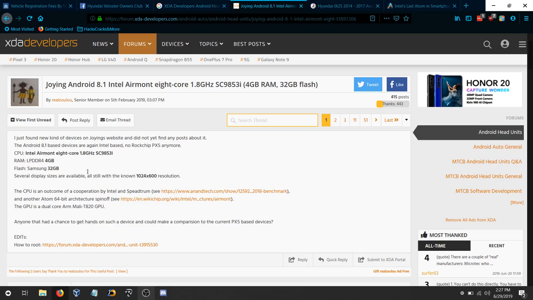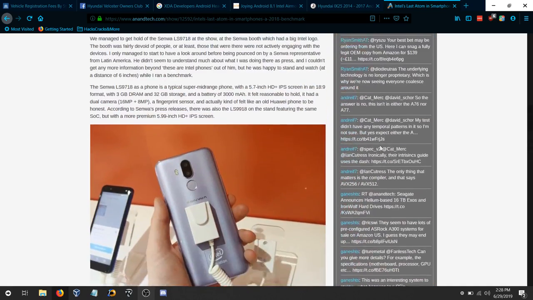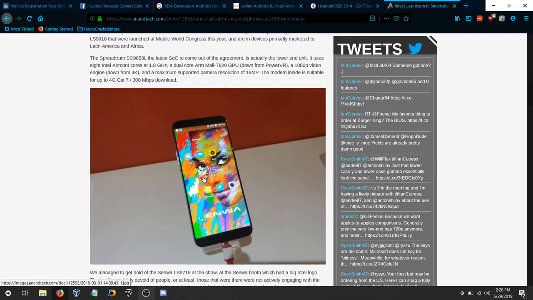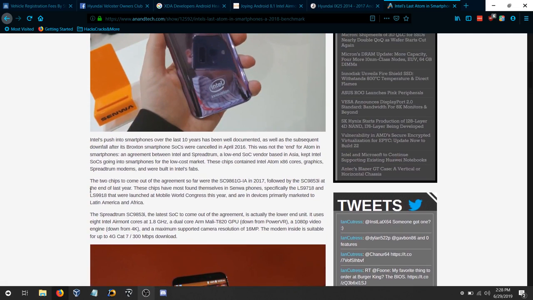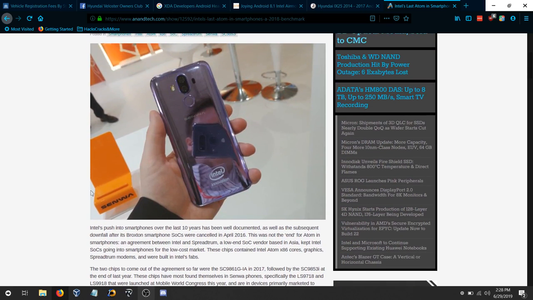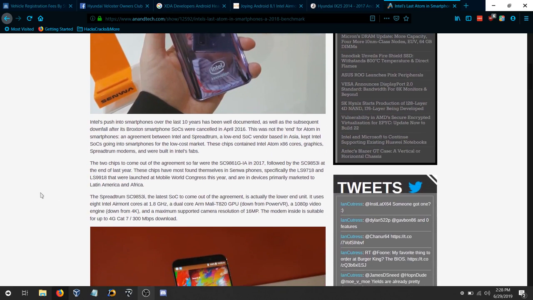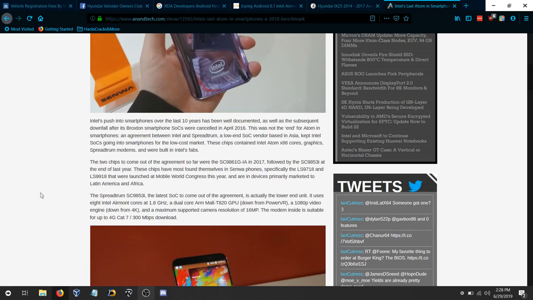And what I ended up doing is I actually ended up just Googling the Intel Air Mount chip and found out that it's actually inside of this Chinese knockoff phone called a Senhua. The funny thing about this Senhua phone is the specs for this phone are exactly the same as that head unit. It doesn't say the RAM here, but I found it somewhere else. So this specific CPU is actually an x86 CPU.